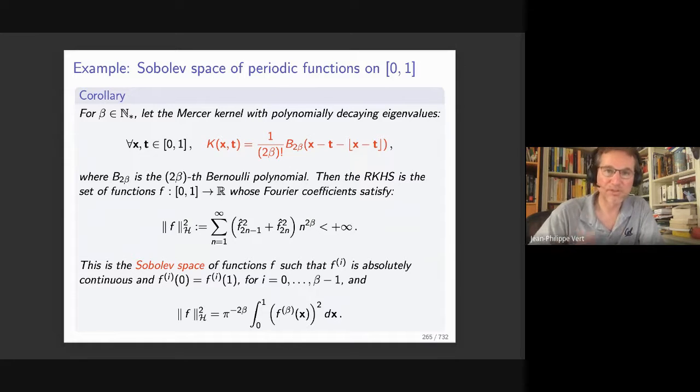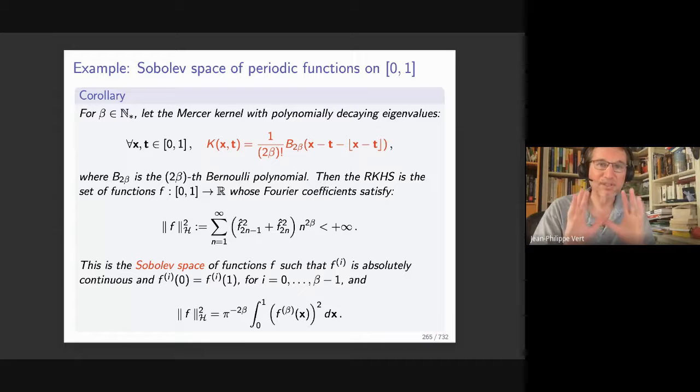Right, so this is a way to use this characterization through the Mercer basis in order to characterize the RKHS. And so now, when you look at this, if you do some functional analysis, some Fourier transforms, then you may know that the functions such that the sum of their Fourier coefficients times n to the power 2 beta is finite forms what's called the Sobolev space. So these are the functions such that for i equal 1 to beta minus 1, the f^(i) is absolutely continuous. And importantly, using Parseval's inequality, we can show that this same equation, so the squared norm of f, is simply equal, up to normalization, to the L2 norm of the beta-th derivative of f.